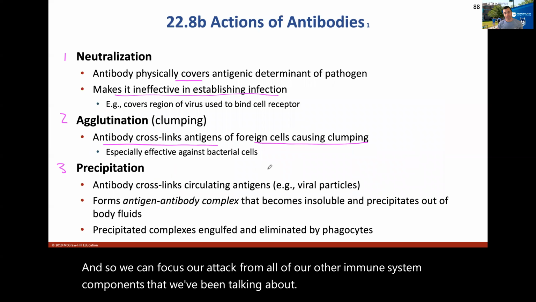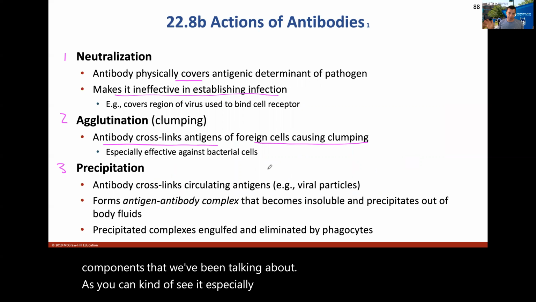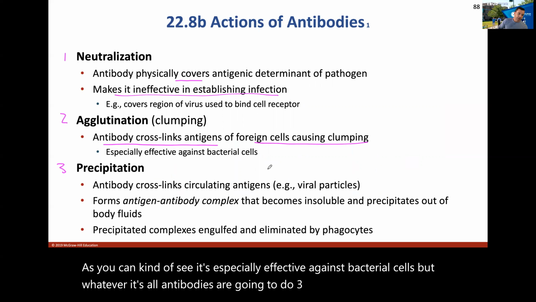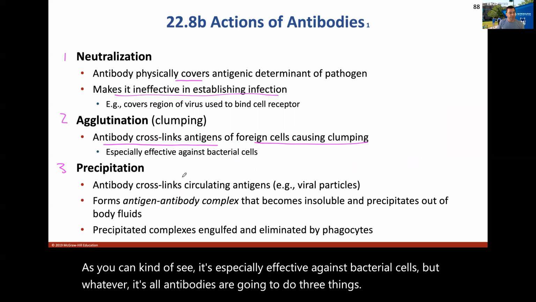As you can see, it's especially effective against bacterial cells, but whatever. All antibodies are going to do these three things. And then precipitation.